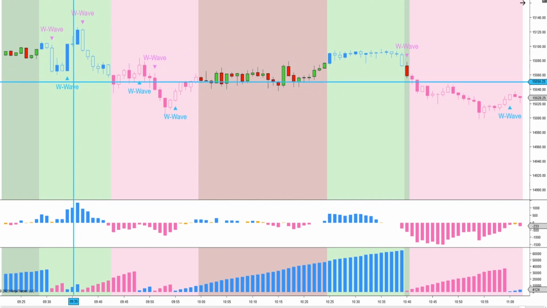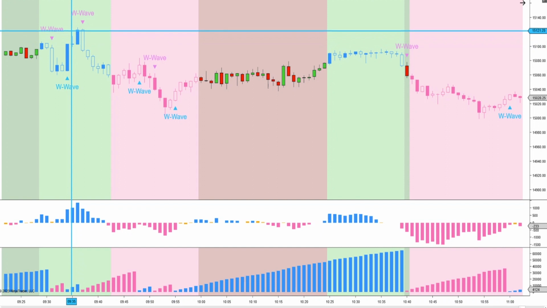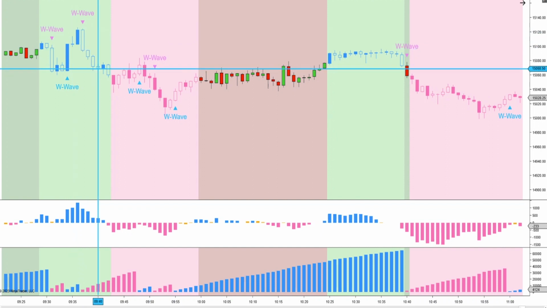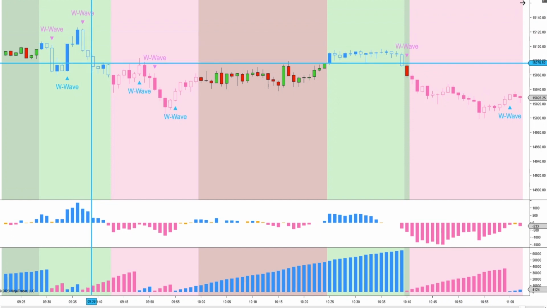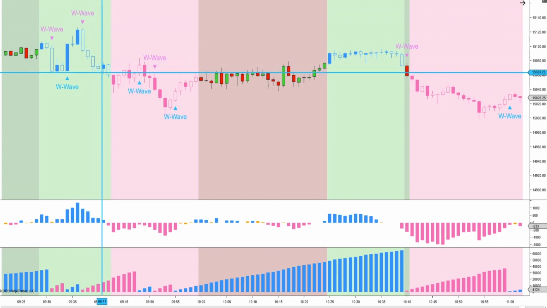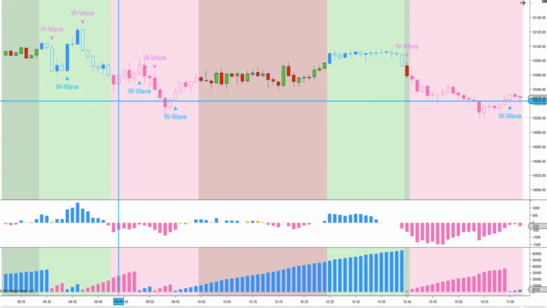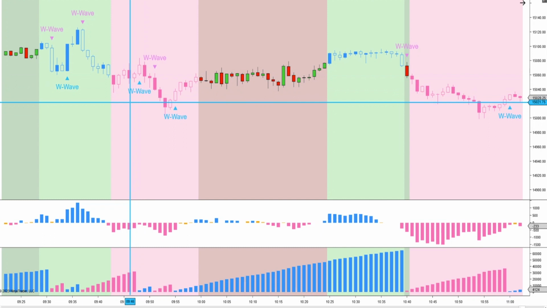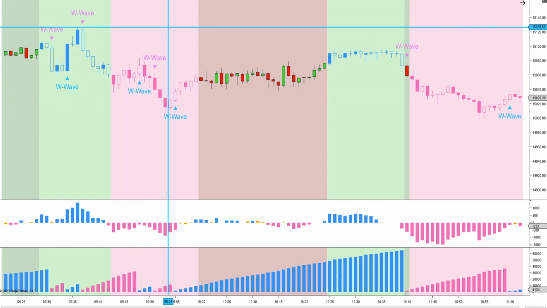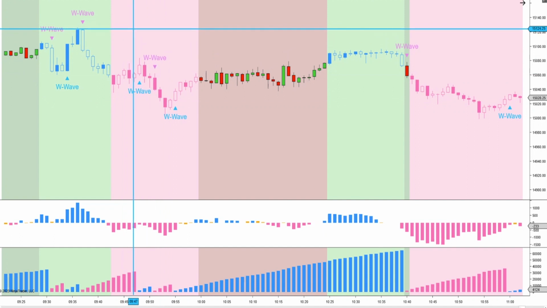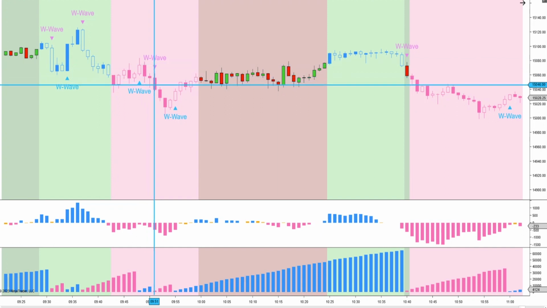4 minutes in, we get our first signal. Our W wave signal is long, our cumulative delta is long, and we had a nice 20 plus point move there. We get a W wave signal to the downside, but we're not interested right now because our cumulative delta is still green. 13 minutes in, the cumulative delta is turning bearish. We get a W wave signal to the upside, which we are not interested in, as our cumulative delta is bearish now.